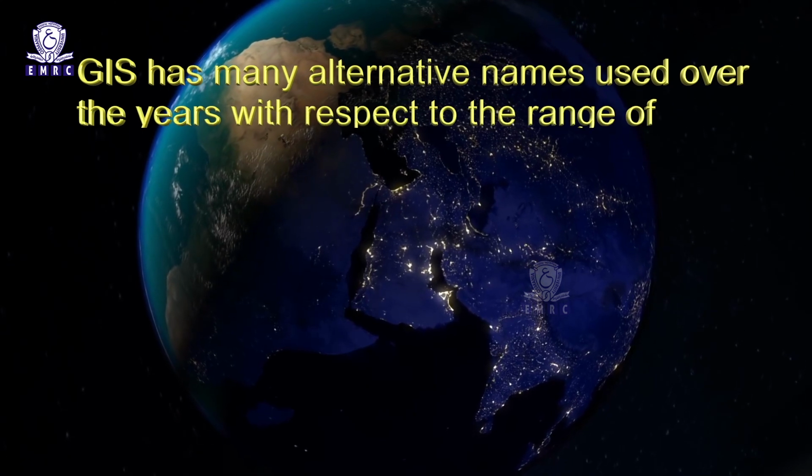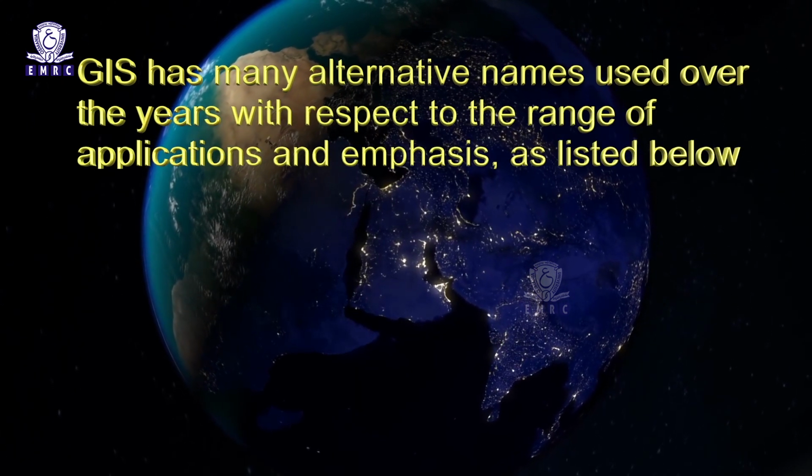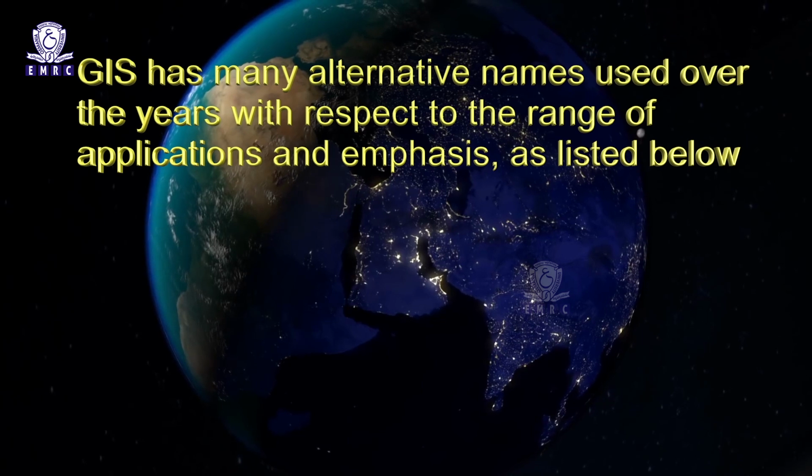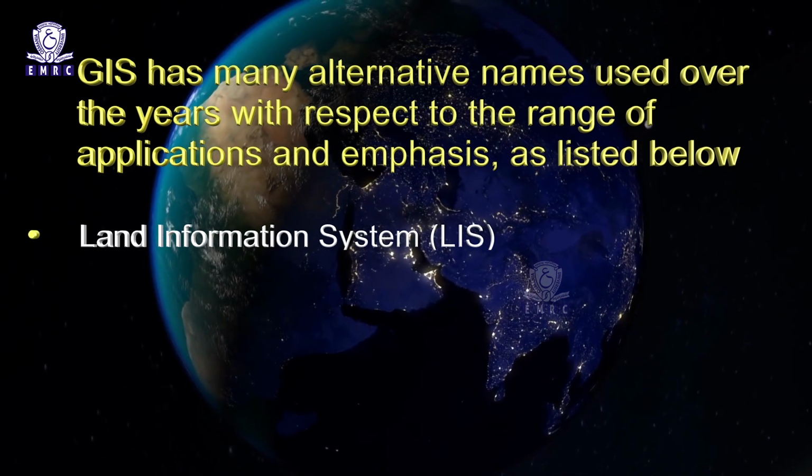Statistics is used to build models and perform spatial data analysis in GIS. Statistics is also important in understanding issues of error, quality and uncertainty in GIS data. GIS has many alternative names used over the years with respect to the range of application and emphasis, as listed.